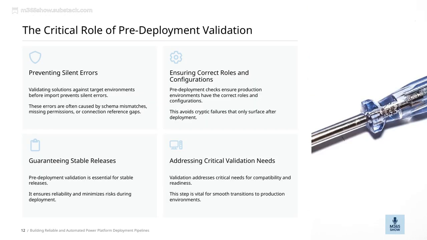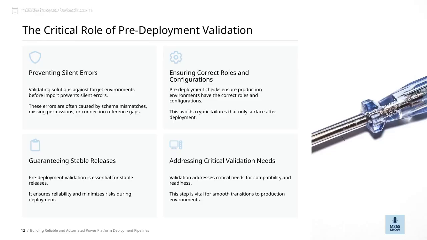Now, let's talk about the critical role that pre-deployment validation plays in building reliable and automated Power Platform deployment pipelines. Validation is really the backbone of ensuring compatibility and readiness before we move to production. It's a step that's absolutely vital for smooth transitions, helping us avoid unexpected issues once we're live. Pre-deployment validation addresses some of the most critical needs, like making sure everything is compatible and ready to go. This process helps us catch potential problems early, which is essential for delivering stable releases. When we validate properly, we can minimize risks during deployment and avoid costly errors down the line.